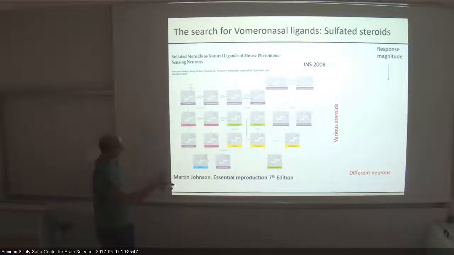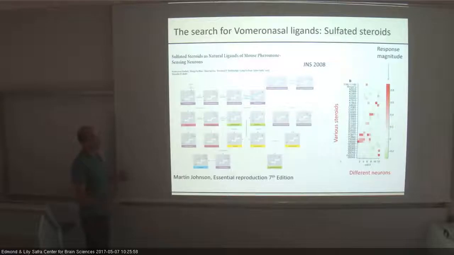And it has been discovered recently that there are many sensory neurons in the vomeronasal system that respond to these sulfated steroids in a molecule-specific manner. So these are examples of different steroids with the different classifications: estrogens, progesterones, androgens, and here are different cells. And what this matrix shows is that different cells have differential responses to each of these individual stimuli.